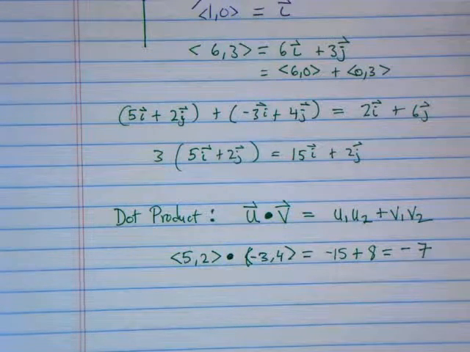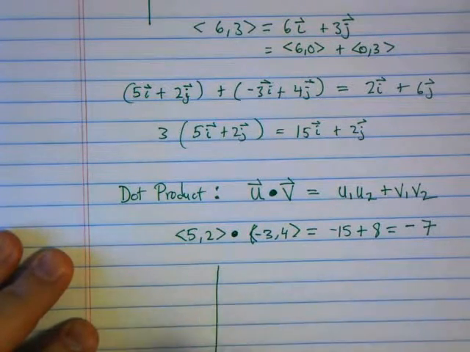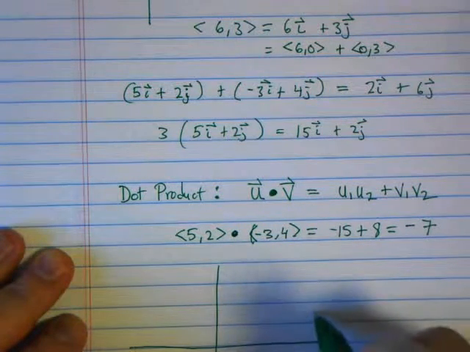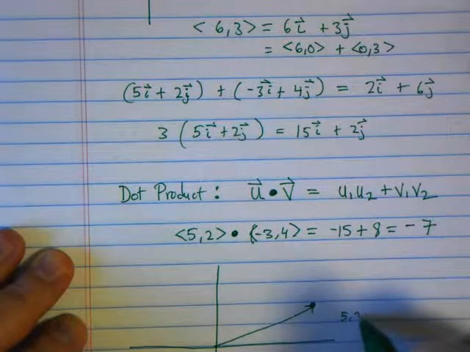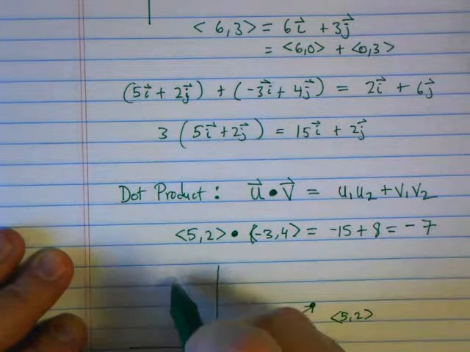Questions on that? Like, what is that -7? If we were to draw out what we just did, what is that -7? That's a wonderful question. What is that -7? What good does it do? All right. So here's the vector 5, 2. And here's the vector -3, 4.